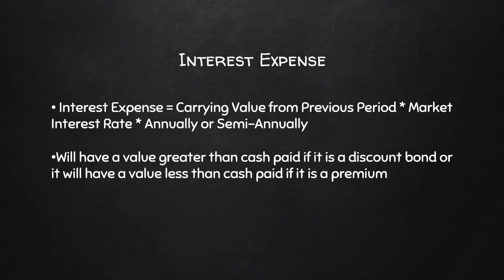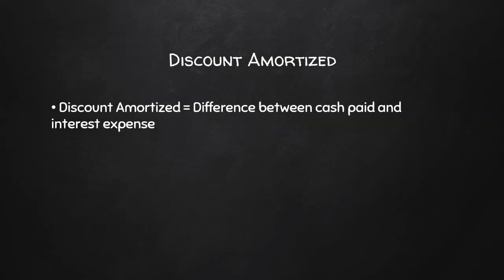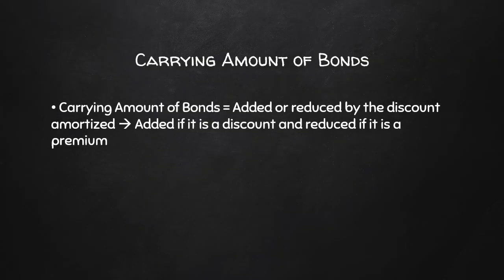The interest expense is the carrying value from the previous period multiplied by the market interest rate multiplied by whether it's paid annually or semi-annually. You will have a value greater than cash paid if it's a discount bond or a value less than cash paid if it's a premium. Discount amortized is the next part. Discount amortized is the difference between cash paid and interest expense, the difference between the previous two numbers, and the carrying value is basically added to or reduced by the discount amortized, and usually it's added if it's a discount or reduced if it's a premium.